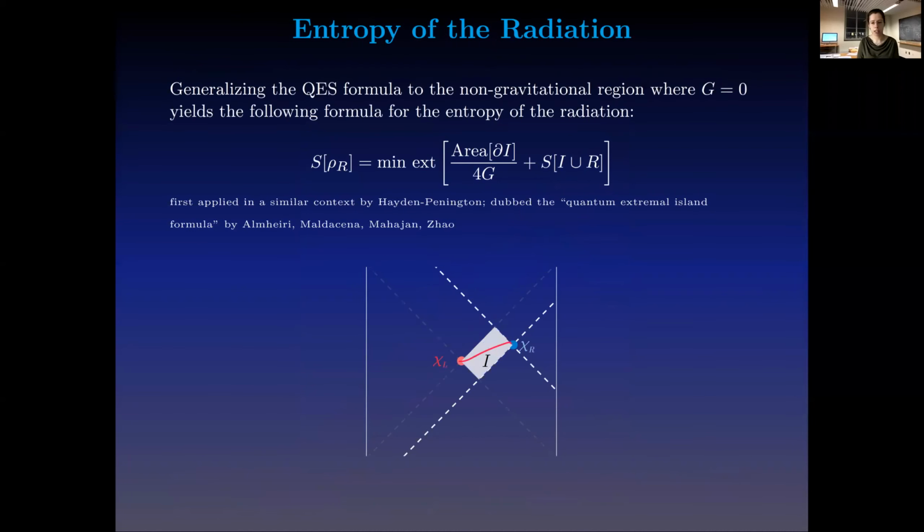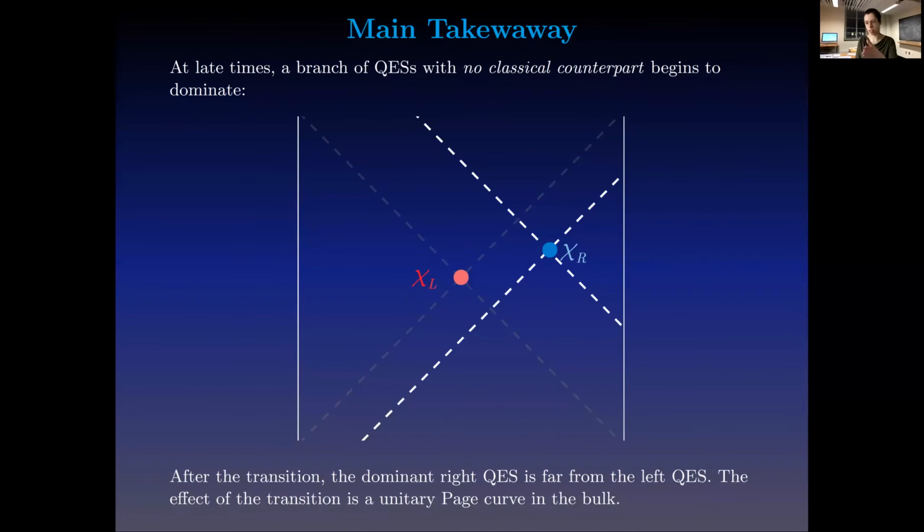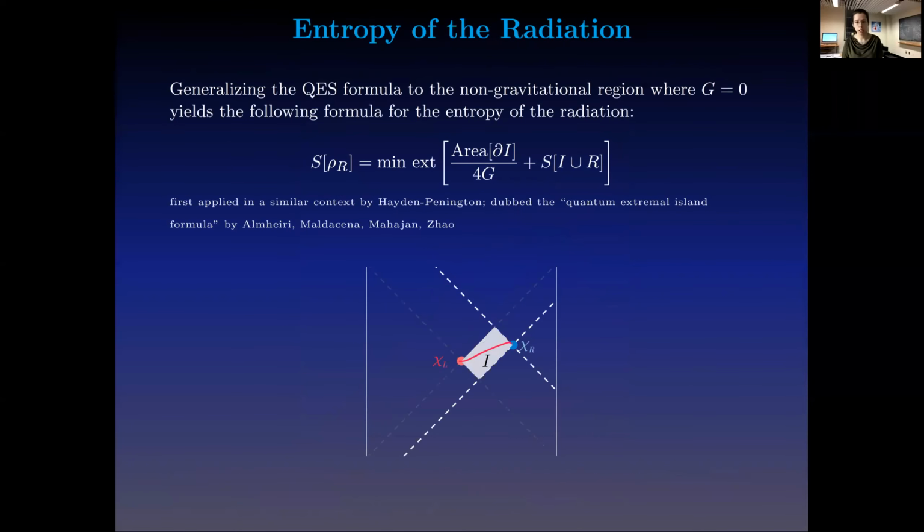Now, this is the entropy of the right side, but we might be interested in computing the entropy of the radiation, which leads us to this so-called quantum extremal island formula. So this is proposed by Almheiri, Mahajan, Maldacena, and Zhao, where essentially you generalize the quantum extremal surface formula to the non-gravitational region. And what that tells you essentially is that you extremize this quantity, which looks very much like the generalized entropy, except you're including the radiation component in this entropy here.